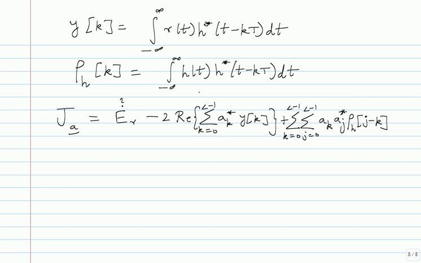How will you find y_k? How do you find y_k? You take r of t and then match filter with h star of minus t, which is the matched filter corresponding to h of t, not g of t. Okay, it's g of t convolved with c of t. So matched filter corresponding to h of t, and then you do a symbol rate sampling and you get y_k.